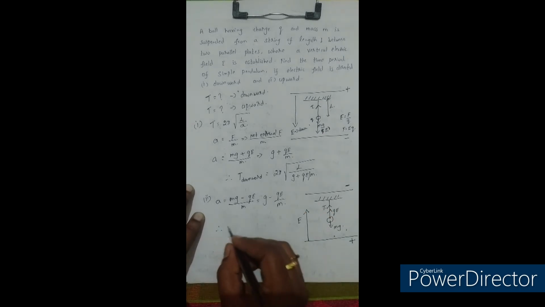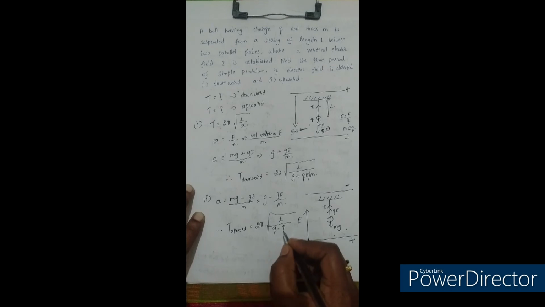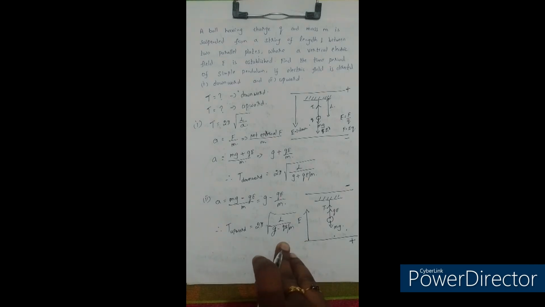Therefore, the time period when the electric field is acting in the upward direction will be equal to 2 pi root of L divided by g minus QE by m. Okay, children, hope you have understood.